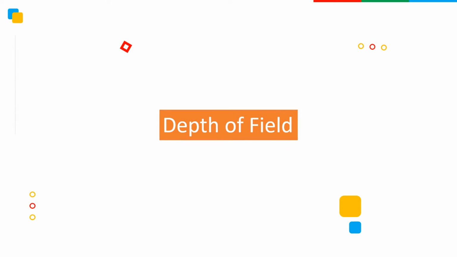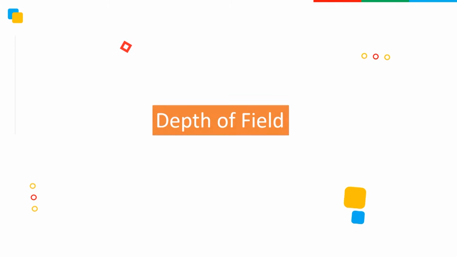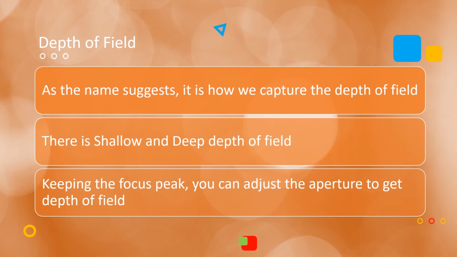Today we will learn about depth of field. As the name suggests, it is how we capture the depth of field in your videos. There are two types of depth of field: shallow depth and deep depth of field. Depending on the camera, if you keep the focus on the subject and change the aperture value, you can achieve the shallow or deep depth of field.